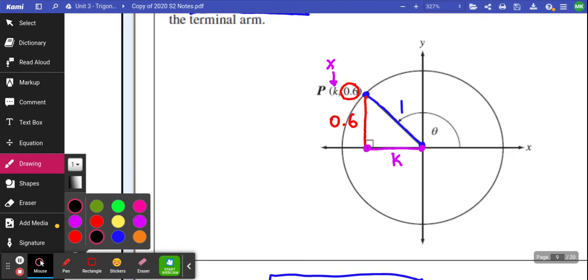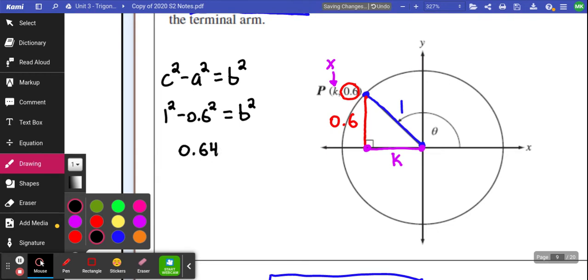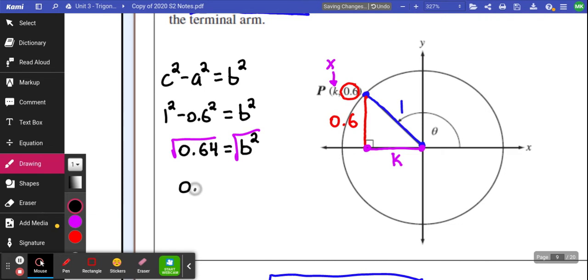So c squared minus a squared equals b squared, which means it's 1 squared minus 0.6 squared equals b squared. If you calculate that, I think you get 0.64. Equals b squared? Yes. Square root both sides, and you get 0.8 equals b, which is what all the answers were. Thanks, Amelia. I'm kidding.